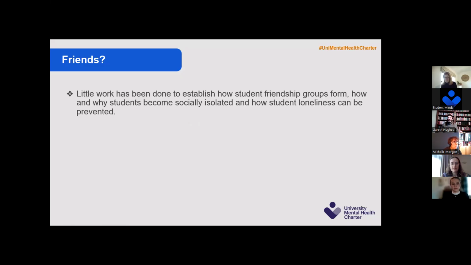So there's actually been very little work done to establish how student friendship groups form, what happens when students become socially isolated, or how student loneliness can be prevented overall. So we assume we know how students find their friends and how they find that sense of belonging, but we actually don't know. We've no idea how this whole picture takes place. There's no good research in it. There's been no real evaluation of what happens. And this is an ongoing gap.